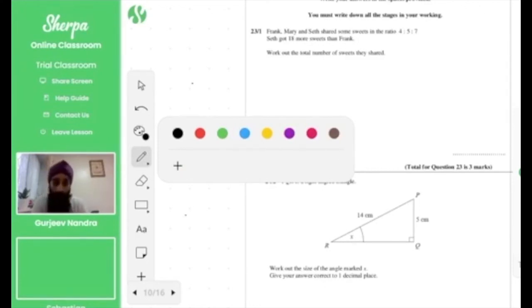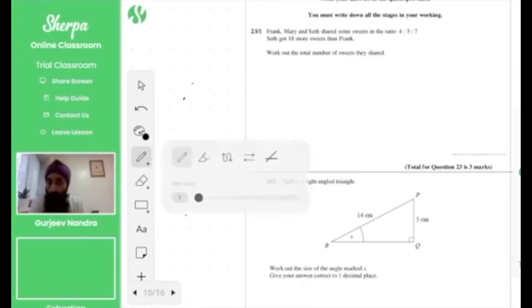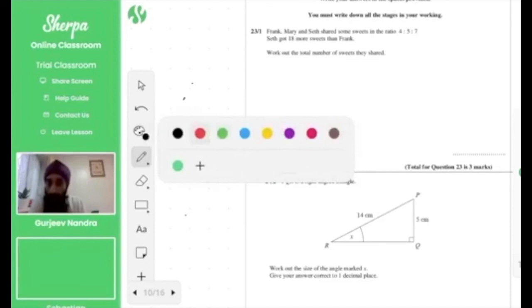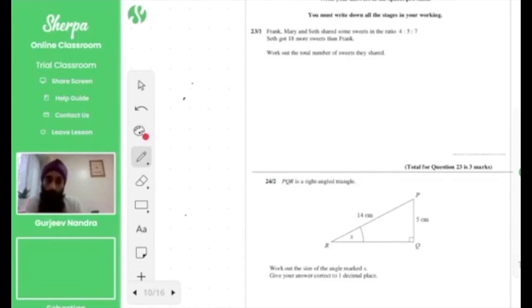So we'll make these the last two problems for today. Frank, Mary and Seth share some sweets in the ratio 4 to 5 to 7. It tells you in the question that Seth gets 18 more sweets than Frank.